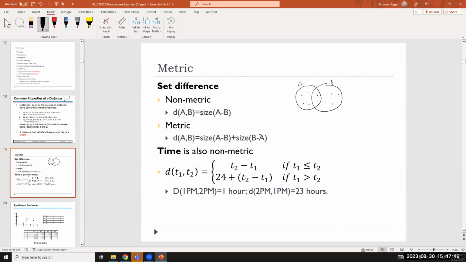Time is also considered not a metric. For example, from 1 p.m. to 2 p.m., how many hours do you need to reach 2 p.m. from 1 p.m.? You need 1 hour. But from 2 p.m., to reach the next 1 p.m., you need 23 hours. So you can see examples of non-symmetric distance, because we usually think that they are symmetric.